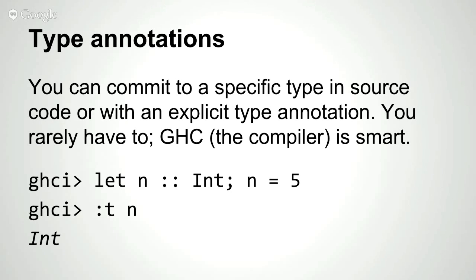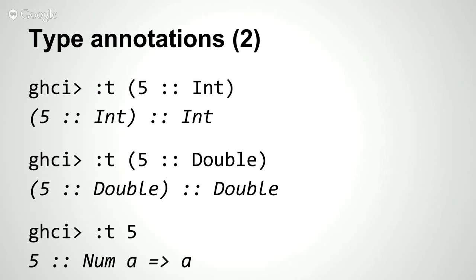You can commit to a specific type. And the reason you might want to do that is, for example, 5, the literal 5. It's a number, but the compiler isn't going to know that it's an int unless you tell it that it's an int somewhere in your code. Usually you don't have to explicitly type things. And in fact, you can get away with not doing it in this case. If you type 5 as an integer, you get an int.